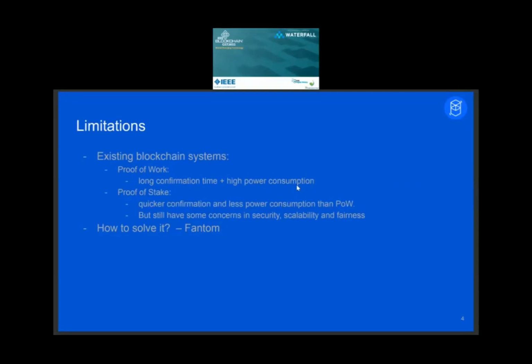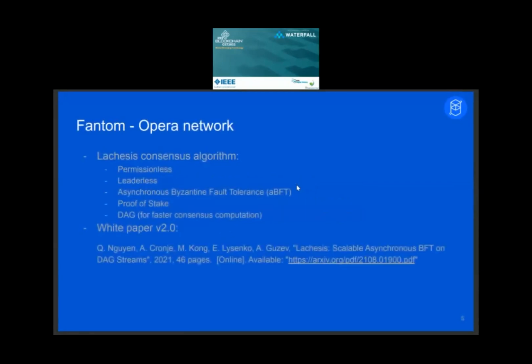The core technology of Phantom is our Lachesis consensus algorithm. Lachesis is permissionless, leaderless, asynchronous, Byzantine fault tolerant. Lachesis is built on proof of stake and it's a DAG, a directed acyclic graph. So we use that to have a faster and more secure computation of consensus.